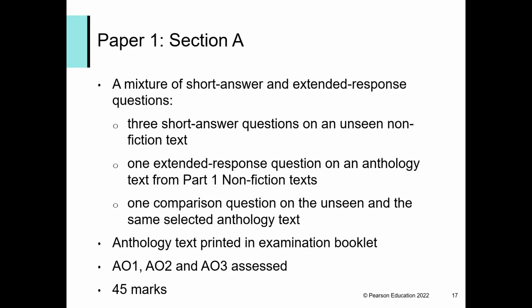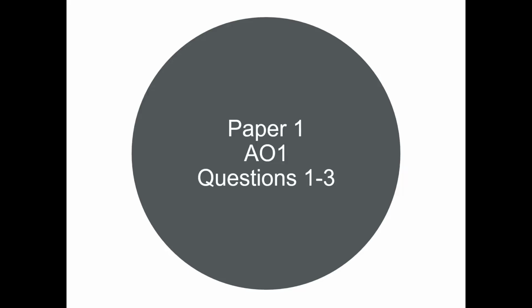So we're now going to look at paper 1, the AO1 questions 1 to 3. We're going to be looking at paper 1, which in your download booklet is SO7, and we're going to be looking at the mark scheme for paper 1, which is SO8 in your download.